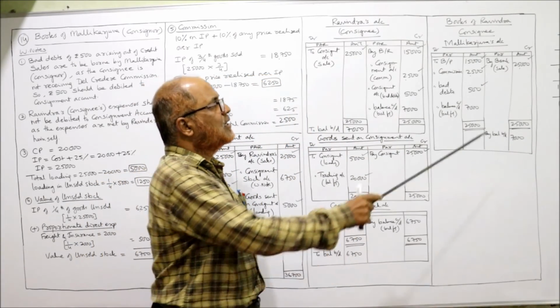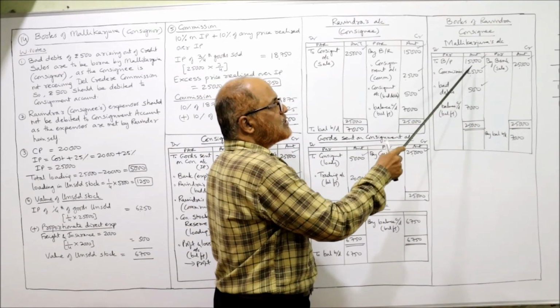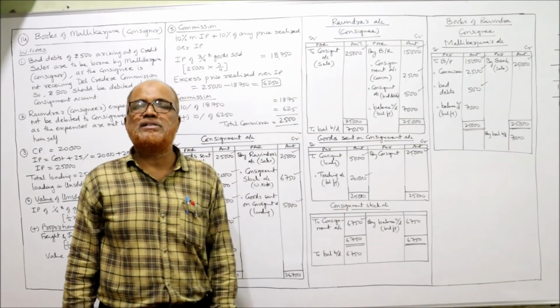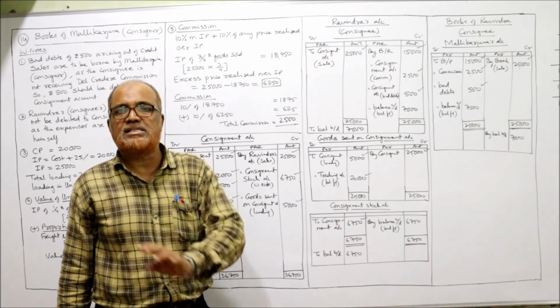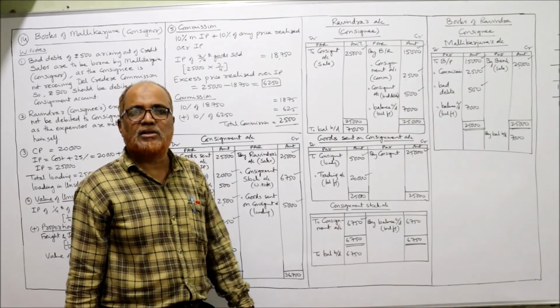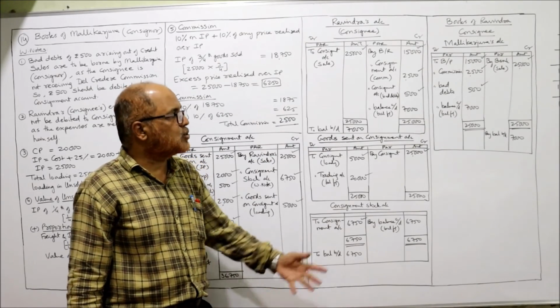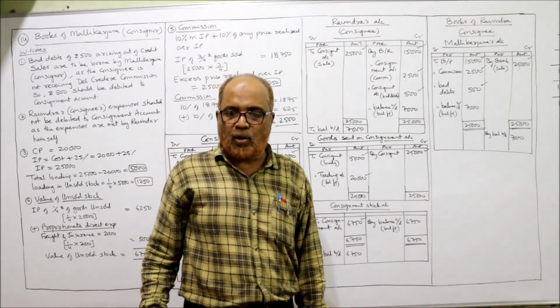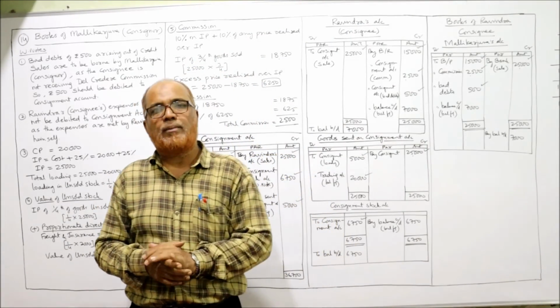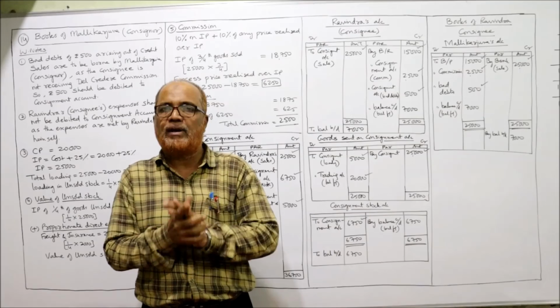Now we find the balance. 25,000 minus 15,000 minus 2,500 minus 500. So 7,000 rupees is still due to the consignor. Ravindra has to pay 7,000 rupees to the consignor Mallikarjuna. That's all. So this is the end of problem number 14. So totally 14 problems I have completed, explaining each and every point.